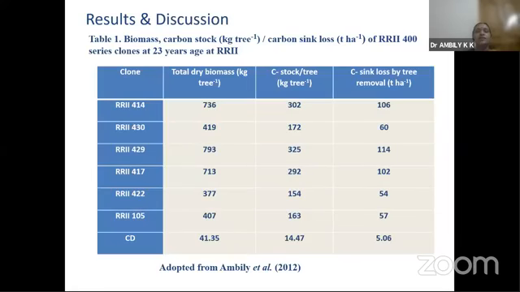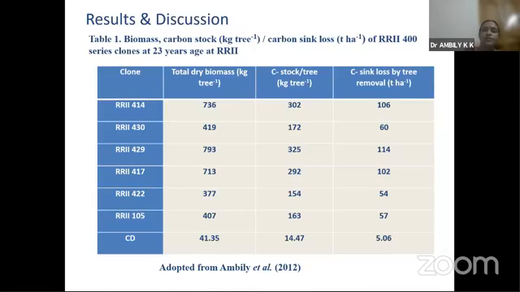And in this, there is the biomass, carbon stock, and carbon sink loss of the modern 400 series clones. That is a clone developed recently. Now it is the establishing stage, in the experimental field, taken for the study at 23 years of age. And here it can be seen that the clones were different in their biomass accumulation and carbon stock.